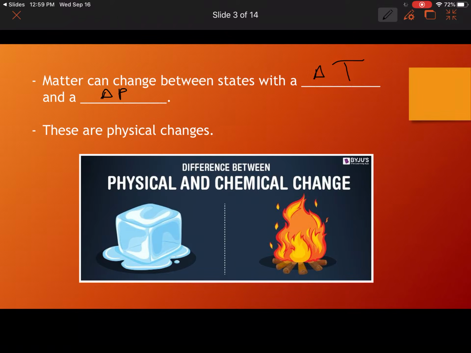When we change states, these are physical changes. In grade 9 you would have talked about physical and chemical changes. Just always remember that when you have a chemical change, something new is produced. That's the key for understanding the difference between physical and chemical change. Chemical change, you have a new substance being produced. Physical change, often it's just changing states.